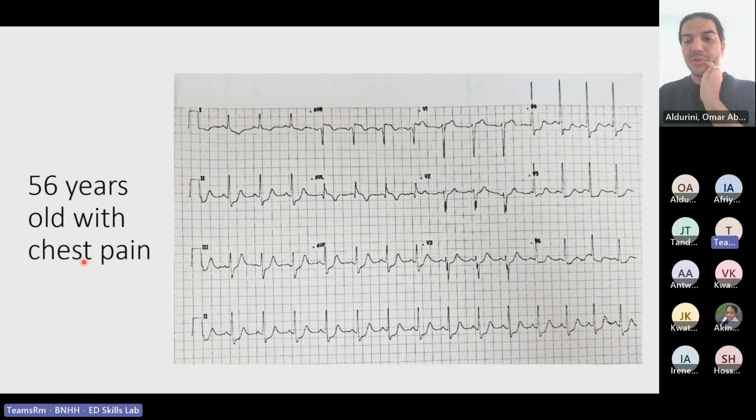Let's check our first example. Okay. For the heart rate, it looks okay. It's not tachy or brady. So I will skip this point, and then I will have a look at whether all the waves are present or not. They are all present. Okay, PRT, PRT, PRT.